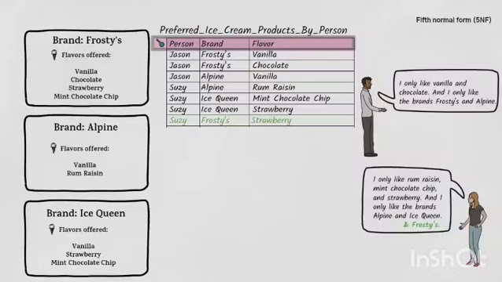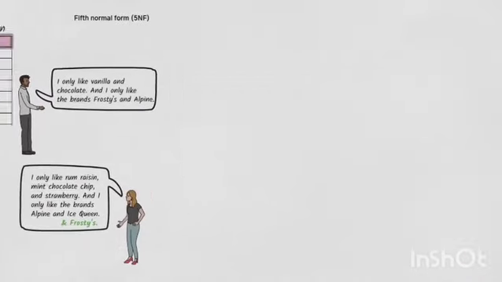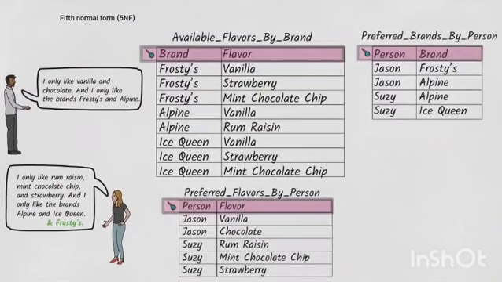In this example, we went wrong right at the beginning. At the beginning, we were given 3 pieces of information. First, we were told which brands offered which flavors. Second, we were told which people liked which brands. Third, we were told which people liked which flavors. From those 3 pieces of information, we should have simply created 3 tables. And that's all we needed to do. All the facts of the situation have been represented.